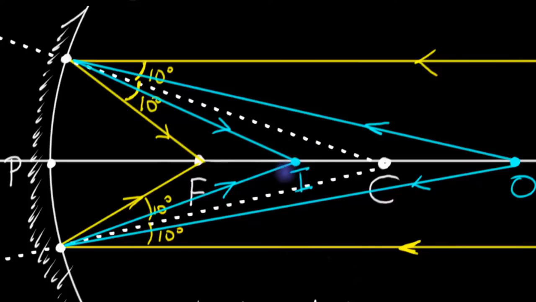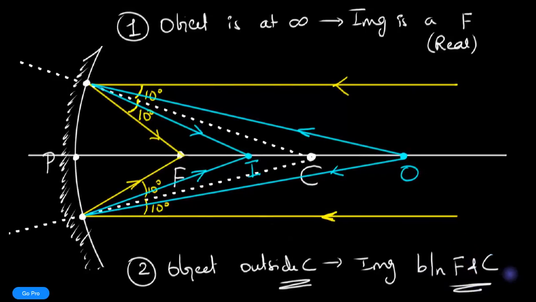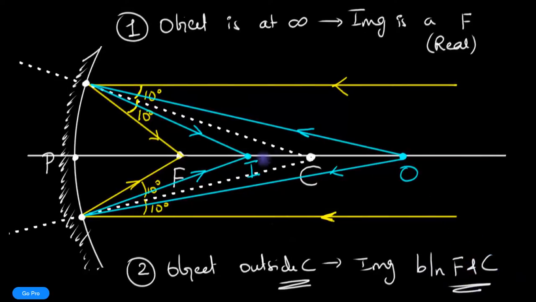So notice that the image now is between F and C. This tells us that as long as the object is outside C, well, as long as the object is over here, the image would be between F and C. Well, if you are curious, you could ask a question: how do I know that wherever I keep my object outside C, the image has to be between F and C? How do I know that?